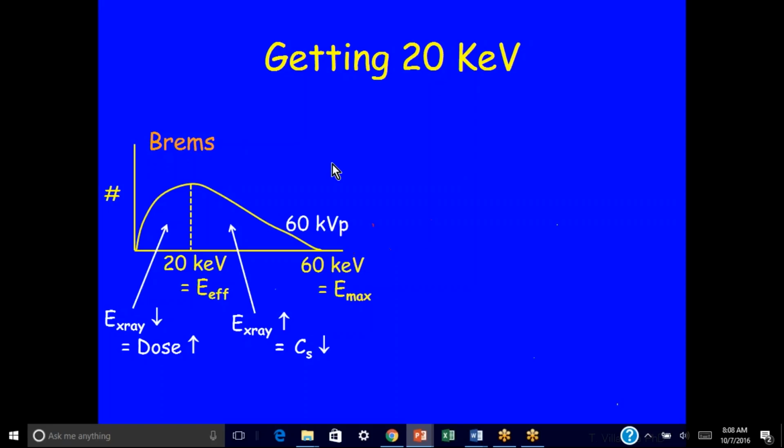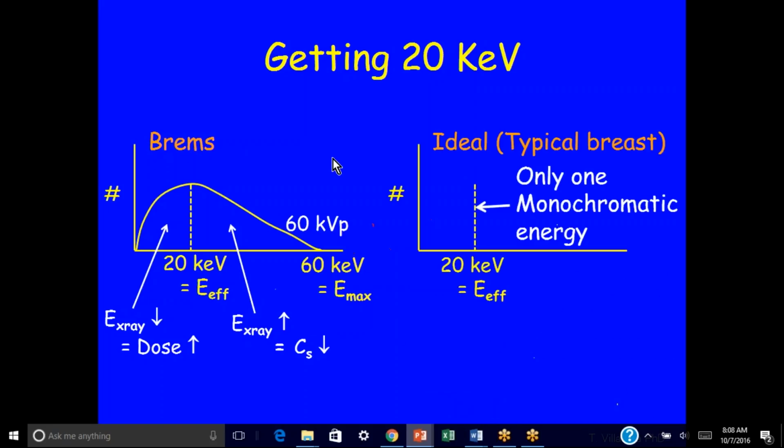Now, what would be ideal if we could only get a distribution that looks like this? Only one energy, purely at 20 keV. Nothing below that just produces dose. Nothing above that just produces loss of image quality, the reduction of subject contrast. Well, we don't have such beams that just yield monochromatic energies, but monochromatic energies reminds you of characteristic production, where you do have monochromatic energy.